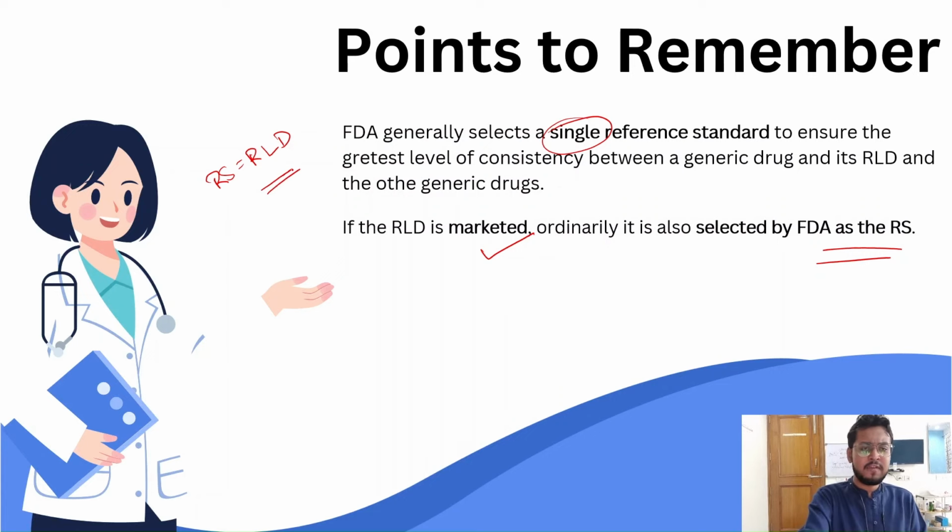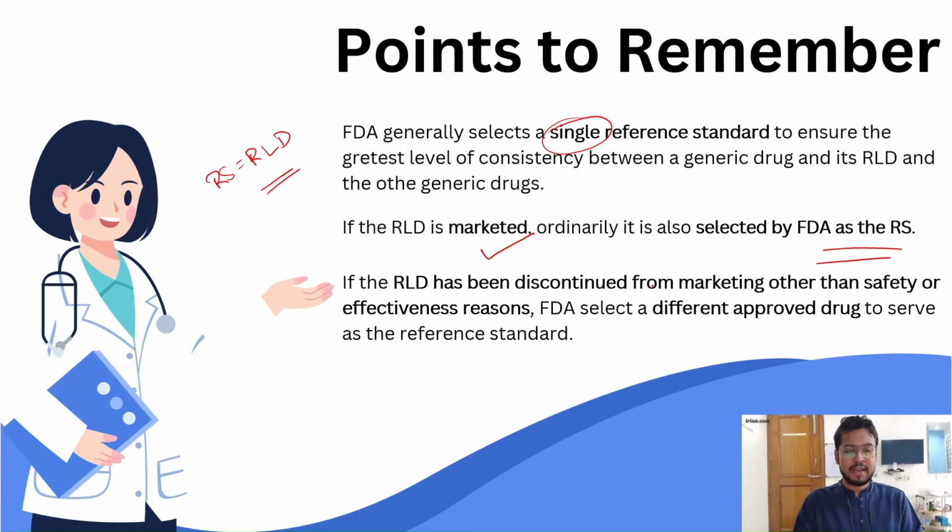But in case it has been discontinued from the market for reasons other than safety and effectiveness, then FDA will select a different approved product as the reference standard. Now the point you have to note here is that there are many reasons that an RLD can be discontinued from the market. For example, if the drug is not performing as it was intended, the company can itself make the decision to remove it from the market, so it goes into the discontinued section.